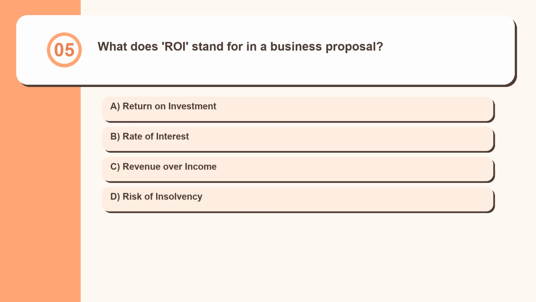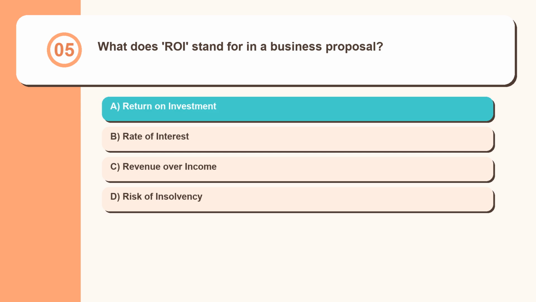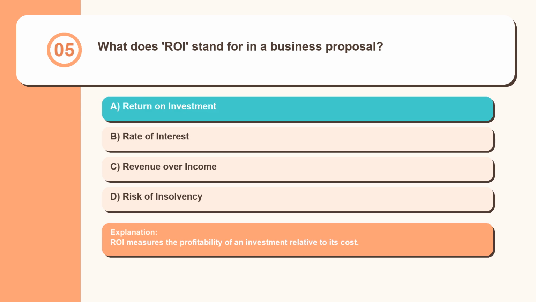Question 5. What does ROI stand for in a business proposal? Return on investment, rate of interest, revenue over income, risk of insolvency. ROI measures the profitability of an investment relative to its cost.